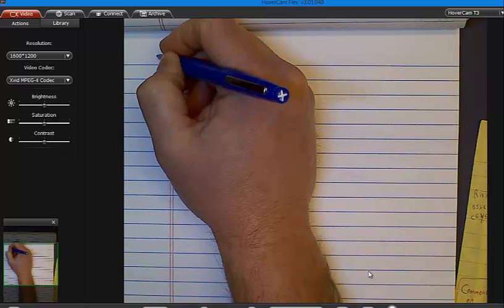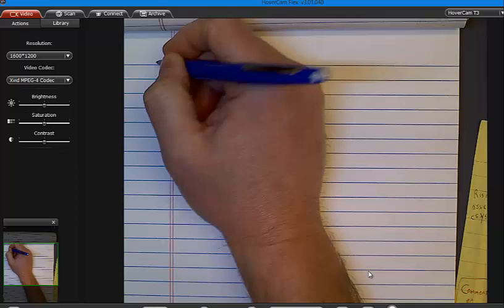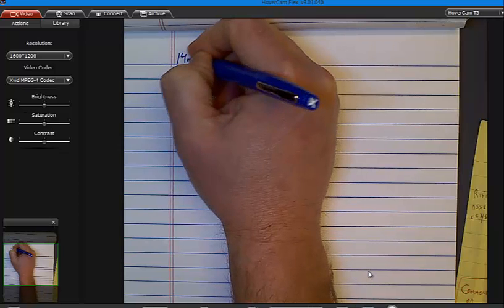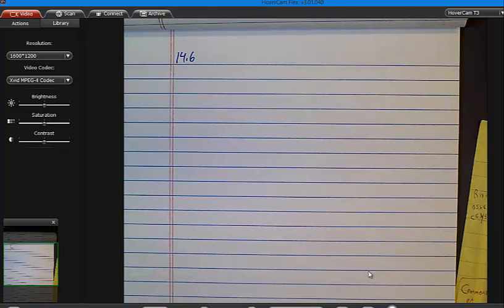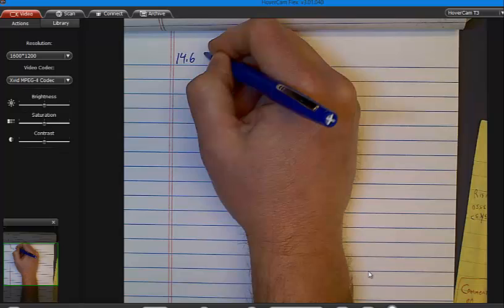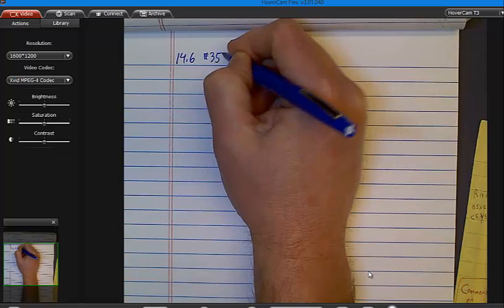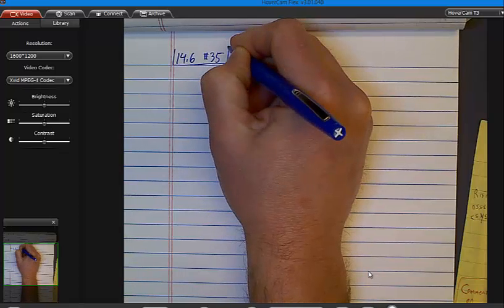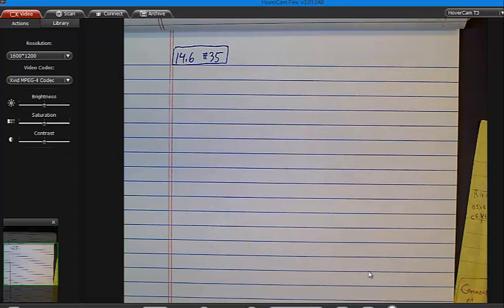I guess, as review, we're looking at 14.6 on directional derivatives and the gradient. Problem 35 was suggested because it has lots of parts and tests a lot of the ideas, I think, of the section. So let's see what we do with this.